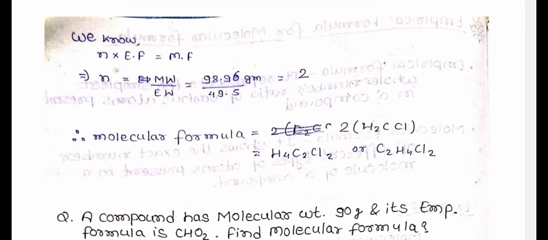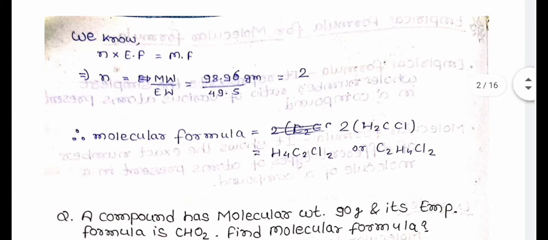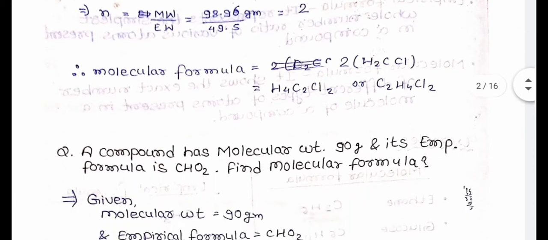Now we have to find the molecular formula, but before that we have to find the value of n, and the value of n can be written as molecular weight divided by empirical weight, and the value of n is 2. Therefore molecular formula is 2 times H2CCl, which is C2H4Cl2.